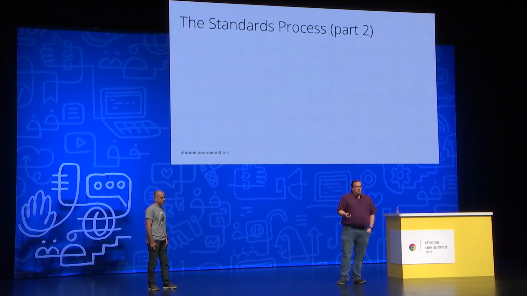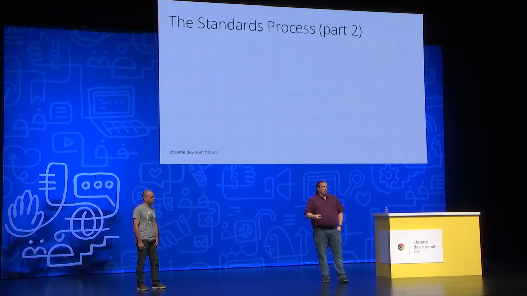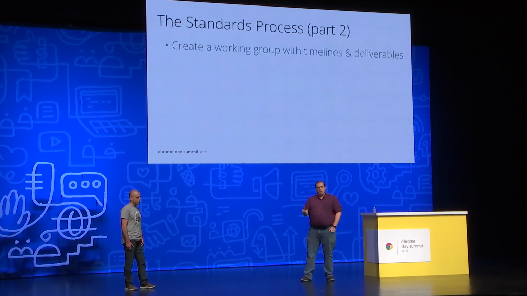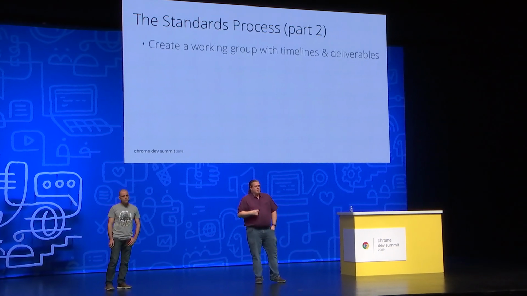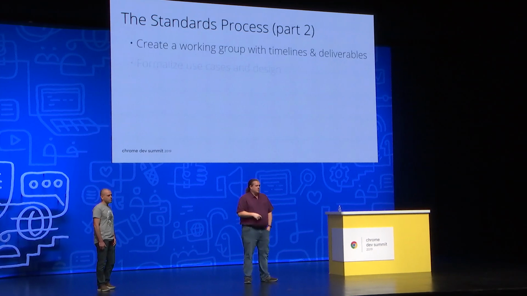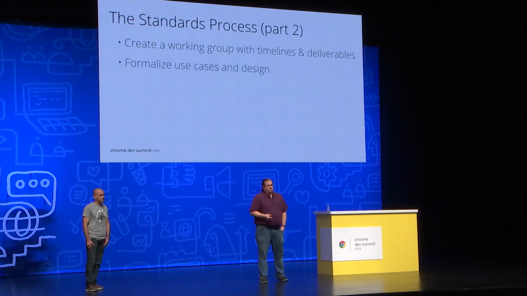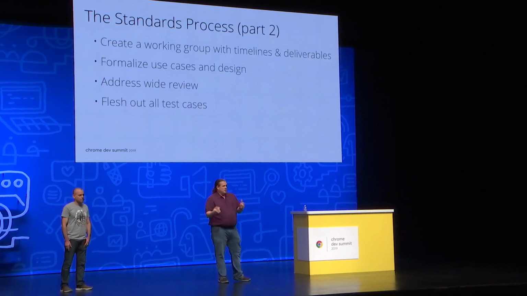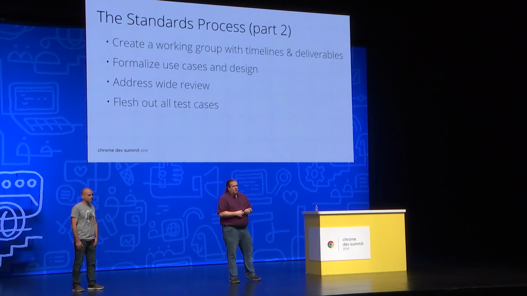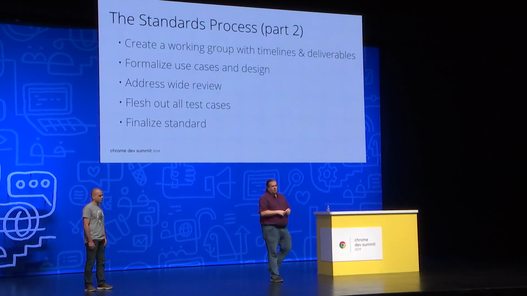So as incubations mature, and there's open agreement that there should be an interoperable standard, it's time to create a working group with multiple cross-industry stakeholders, or be adopted by a working group, and set timelines for deliverables. Formalize the use cases, finalize the design, make sure you have wide review of that design. If you haven't already completed addressing accessibility and privacy and internationalization and other wide review issues, now is the time to finish all of that. You need to finalize a test suite, make sure that this is going to be interoperable. And then, of course, finalize the standard, actually get it out in public.